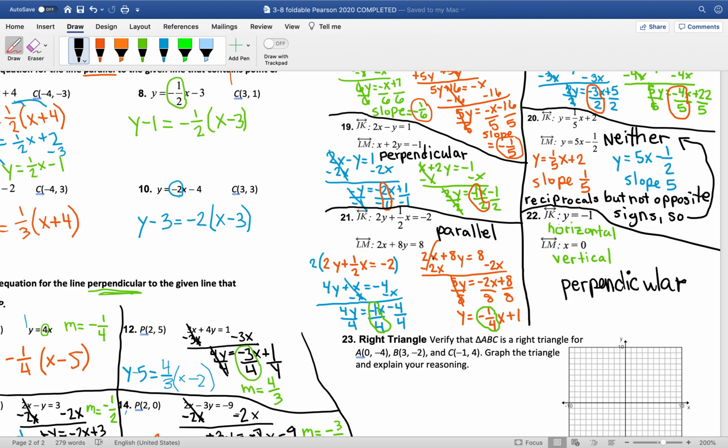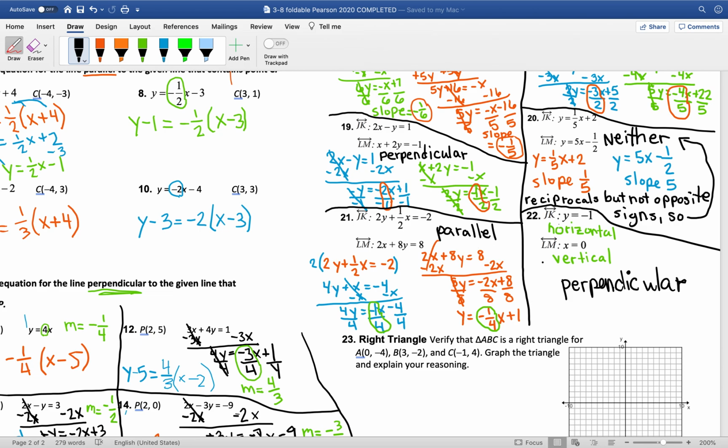In the second equation, I started by subtracting 2x from both sides and then dividing everything by 8, which gave me a slope of negative 2 over 8, which reduces to negative 1/4. So with both of them having a slope of negative 1/4, I can see that they are parallel lines.